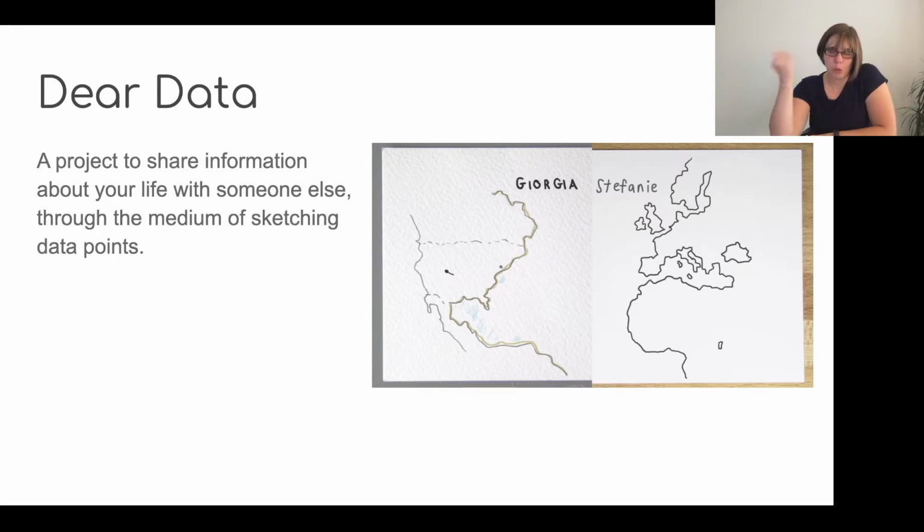To bring it up to a more modern day, some of the projects that I relate to are through data. This particular project, Dear Data, is about two people who live on opposite sides of the globe and are sharing information about their life with someone else through the medium of sketching data points. So essentially, they come up with topics like, let's talk about how many red cars I see in a day, let's talk about how many calories I ate in a day. Each week they would send postcards back and forth across the Atlantic to share their life with someone else through sketching.